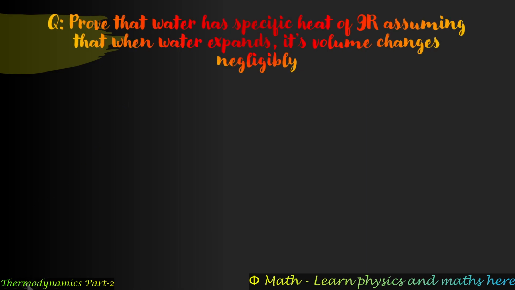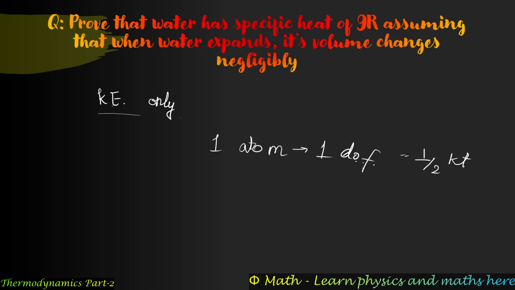So let us first answer the question because it is much more related to this topic. The question is: prove that water has a specific heat of 9R, where R is the gas constant, assuming that when water expands, its volume changes negligibly. Because we know that an ideal gas has kinetic energy only, but water has both kinetic energy and potential energy, because it has three atoms. If we take a look at kinetic energy only, then one atom would mean 1 degree of freedom. That would be equal to 1 by 2 kT from the previous formula, where the value of F is taken to be 1. So for 3 atoms, just multiplying by 3, that would be equal to 3 by 2 kT.